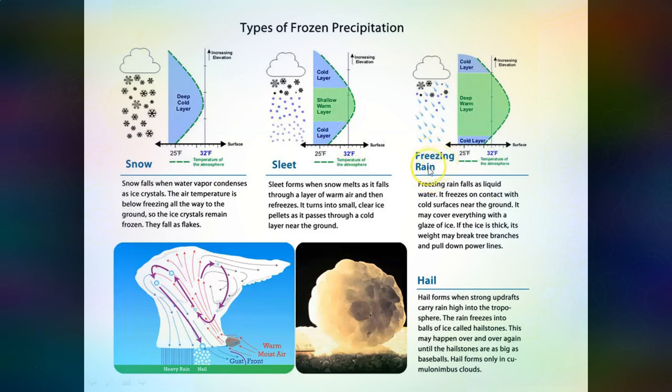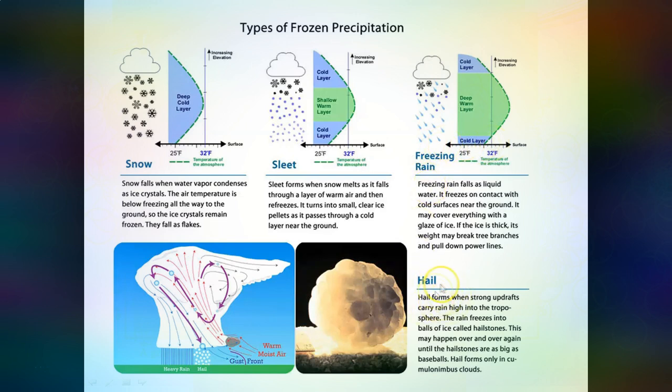Now, what is freezing rain? Freezing rain falls as liquid water. It freezes on contact with the cold surfaces near the ground. It may cover everything with a glaze of ice. If the ice is thick, its weight may break tree branches and pull down power lines. So, when the rain falls, it is liquid. However, when it comes in contact with the ground, it becomes a layer of ice.